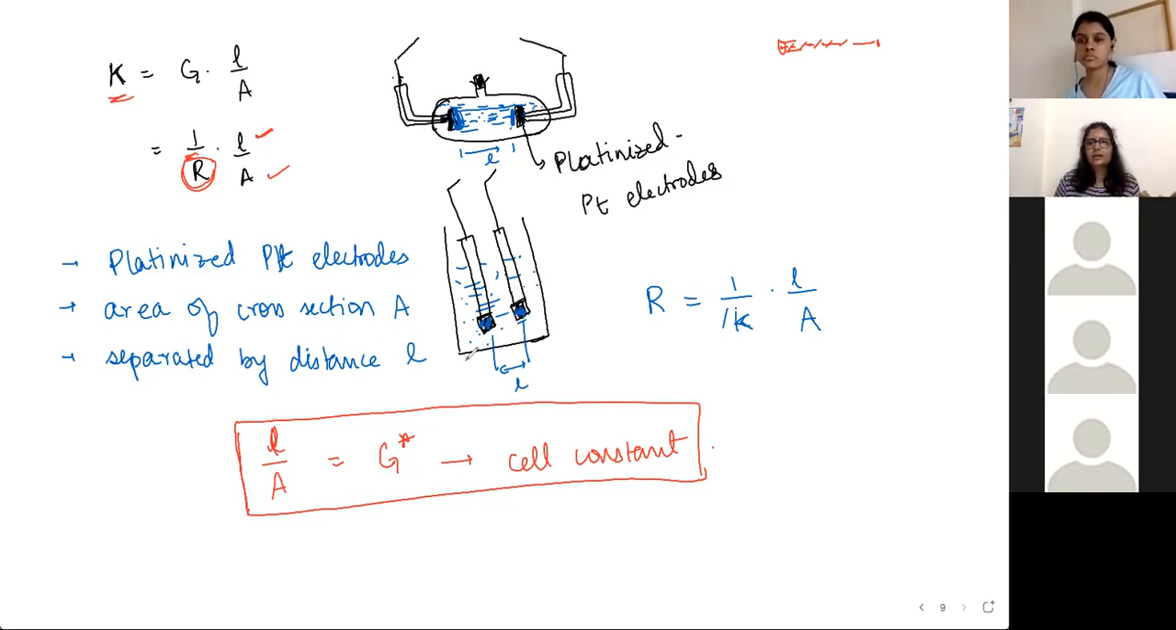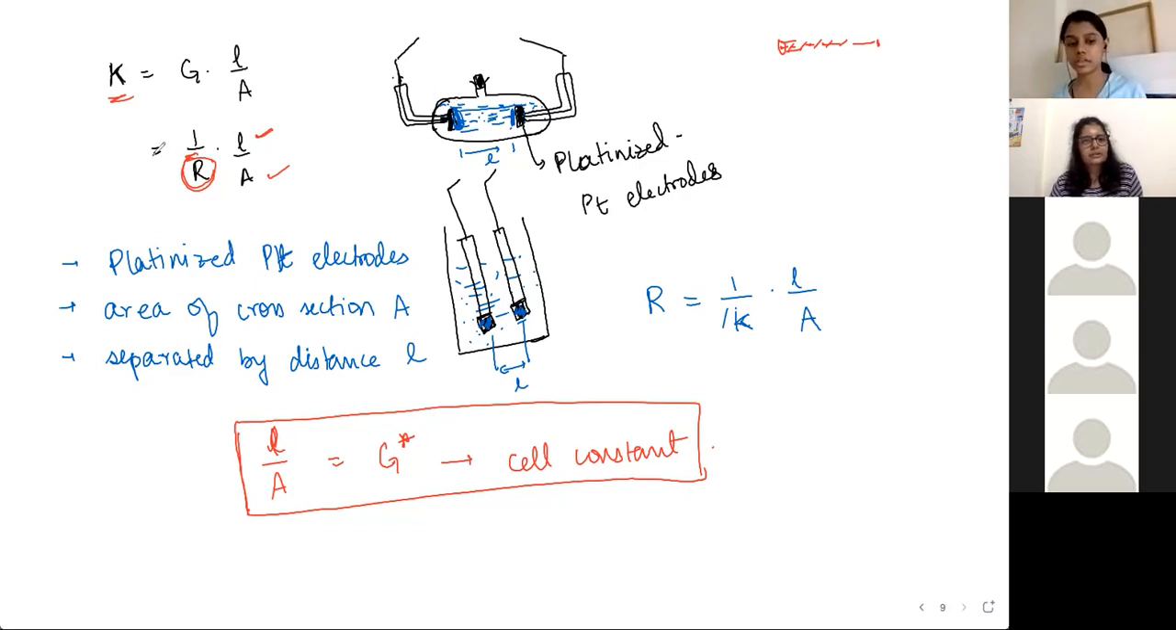And two, the more things you leave for manual measurement, the more inaccuracies there may be. The more chances of human error. Not reliable. That's it. So that's why for any cell, this particular value L by A is defined as the cell constant G star. So the only thing you're changing is the concentration.